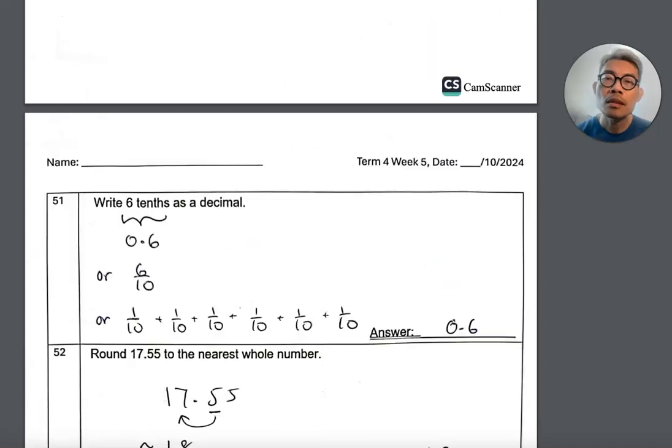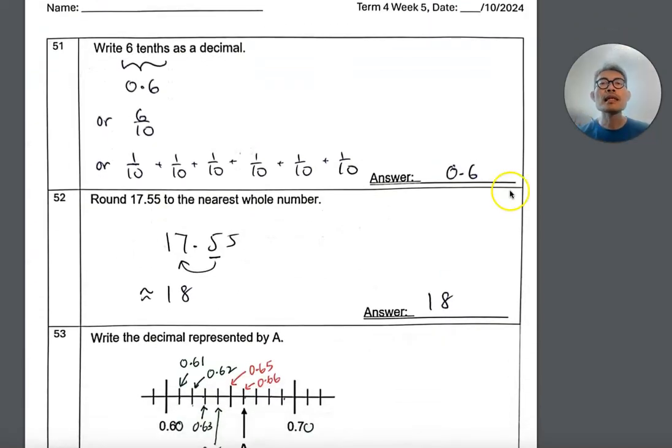Now next question, write 6/10 as a decimal. Now 6/10 means this, 6 out of 10. If you change it back to a decimal, it's divided by 10, right? So you move the decimal back one place, so it's actually 0.6. Now, of course, you don't need this kind of working to show. This is just for teaching purposes. That's why I'm showing you extra working.